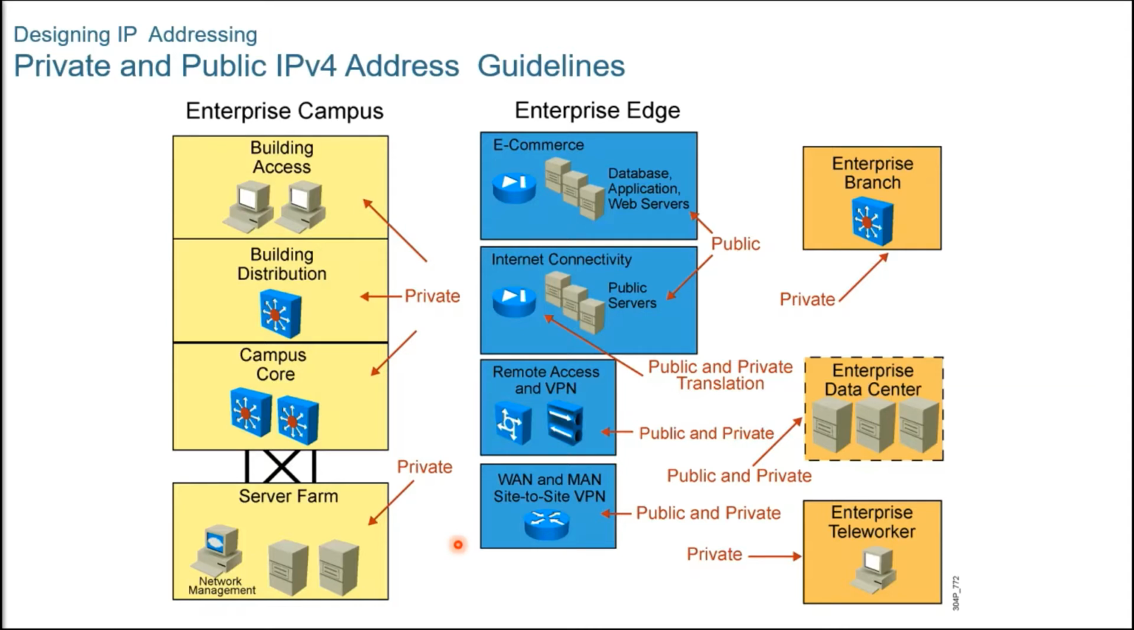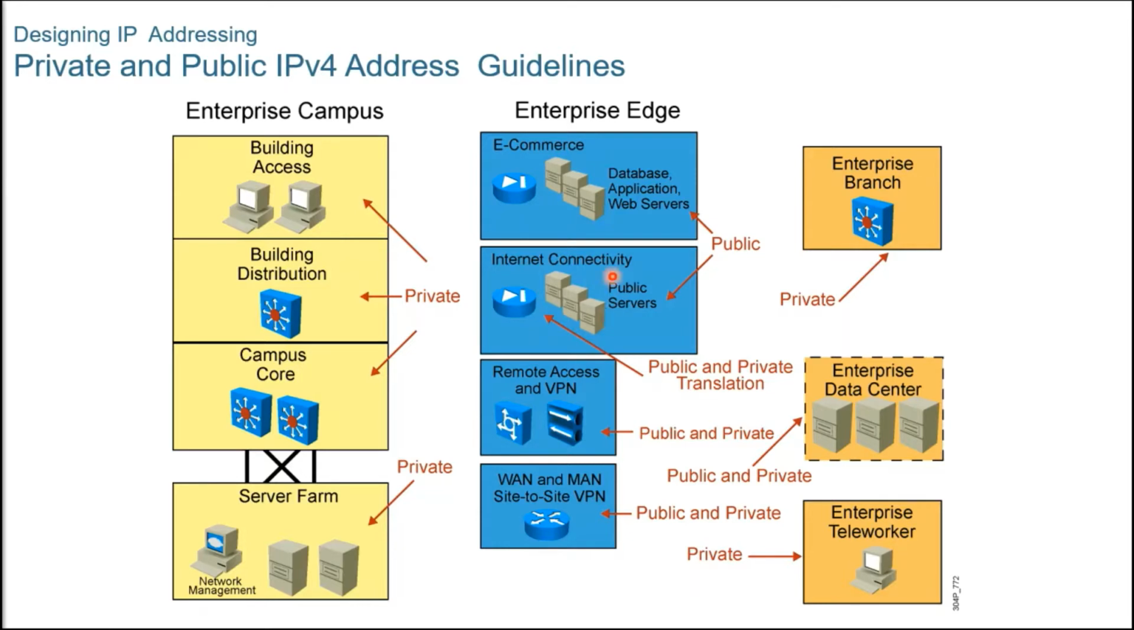So private IP addresses are used throughout the enterprise campus, also on the enterprise branch and enterprise teleworker modules. The following modules include public addresses. You've got the internet connectivity, where public IP addresses are used for internet connections and publicly accessible servers.